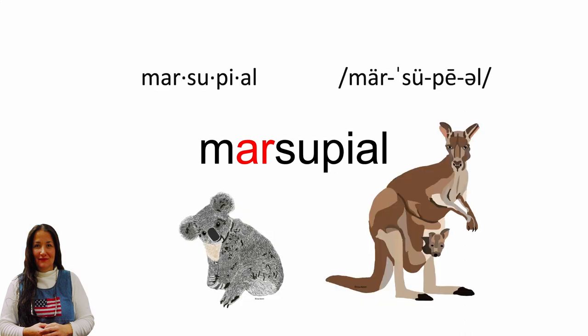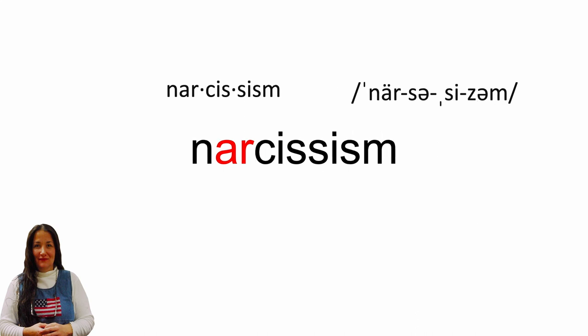Marsupial. It's animals that carry their babies in a pouch. It's a koala bear and a kangaroo. Narcissism. It deals with a person who has excessive interest in or admiration of themselves.